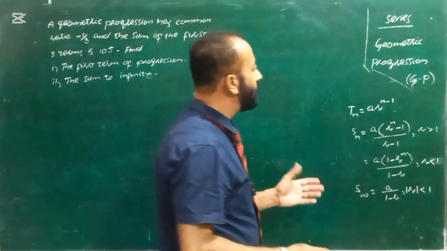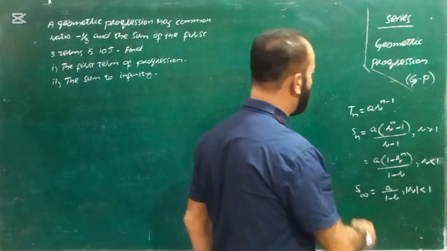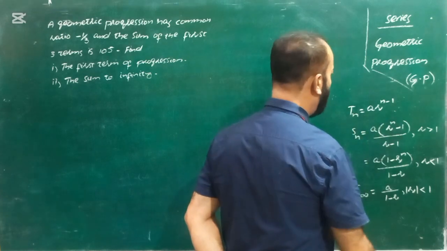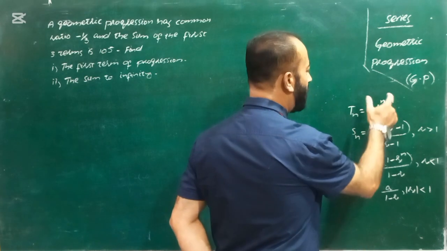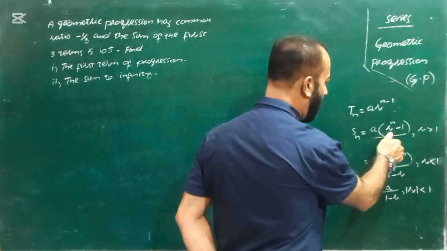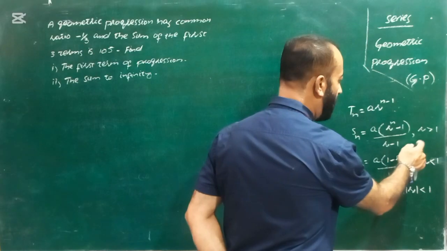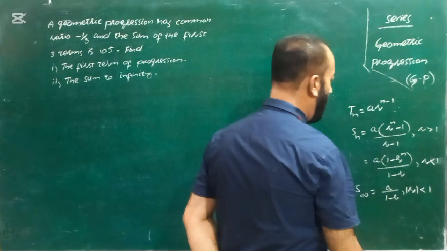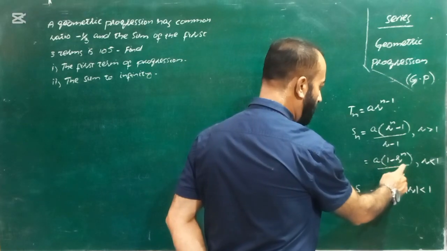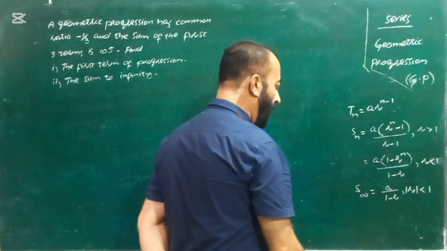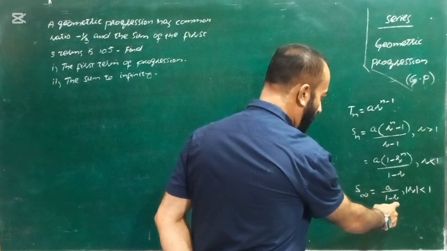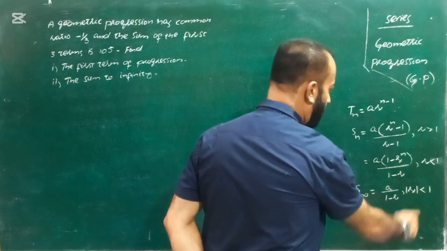So here are some formulas of the geometric progression. The specific term is Tn is equal to ar^(n-1). For the sum of the terms of the geometric progression, the formula is Sn is equal to A into (r^n minus 1) over (r minus 1) when r is greater than 1. And if r is less than 1, then the formula will become A into (1 minus r^n) over (1 minus r). And here is a new formula: sum to infinity is A over 1 minus r when the modulus of r is less than 1.